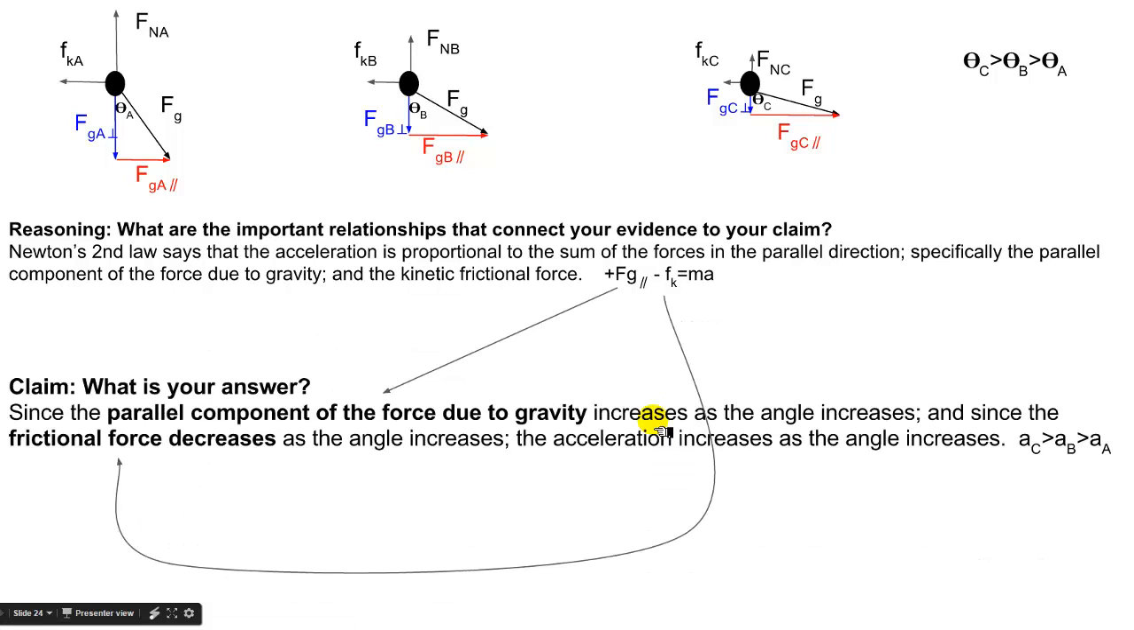So we can now make our claim. We said that as the angle increased, the force due to gravity in the parallel direction increased, but the friction decreased. If we combine those forces together, that means overall the acceleration should increase because that value is increasing while that value is decreasing. Our claim is, since the parallel component of the force due to gravity increases as the angle increases, and since the frictional force decreases as the angle increases, the acceleration increases as the angle increases.